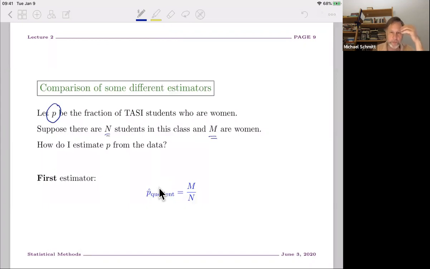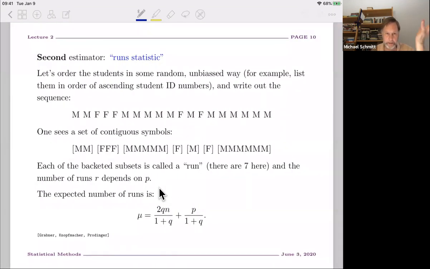Well, this distribution is a binomial distribution. If you go back and look at what we had before, it turns out that the first estimator you would take is just the quotient, the fraction of all students who are women, M over N. So that's one estimator. There's a second estimator I could give you called the runs statistic, all right?